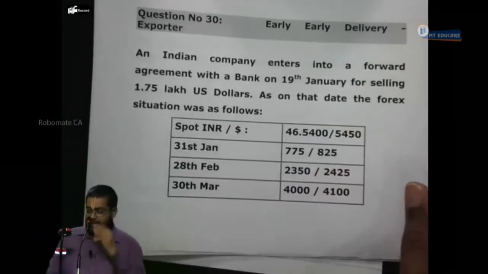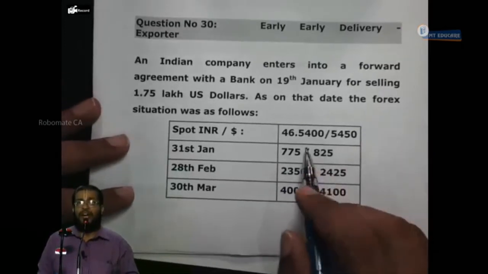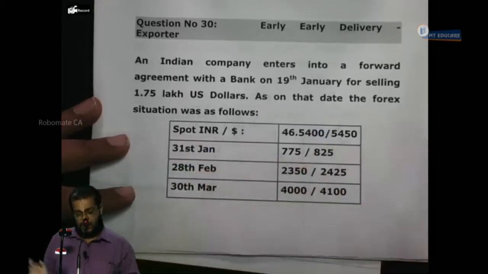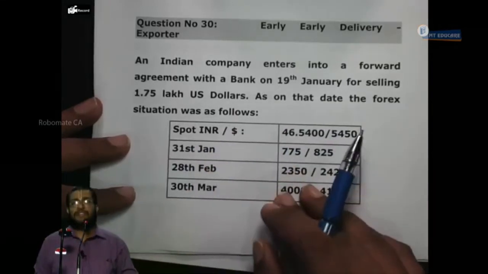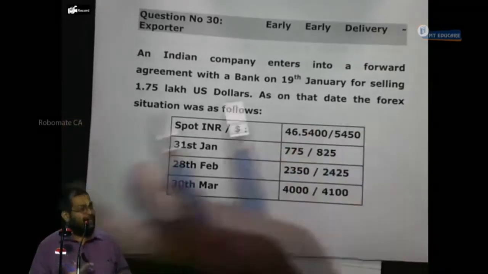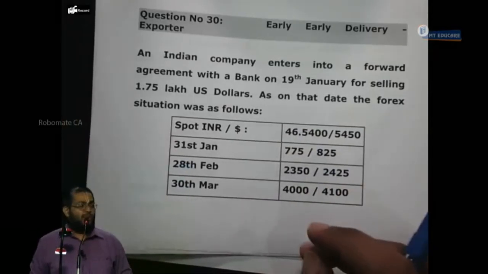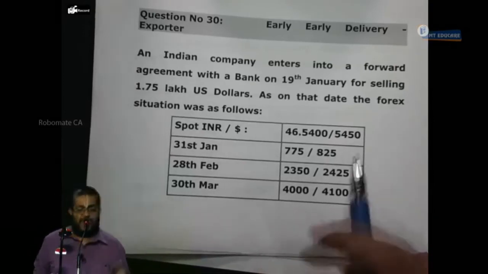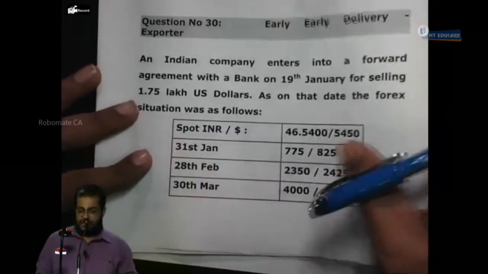Okay, now. An Indian company enters into a forward agreement with the bank on 19 January for selling 1.75 lakh US dollars. As on the date, the forex situation was as follows. My first question is: is this table required or not required? Not required. When I went to the bank for the first time, I don't want to know what the exchange rate was, because I want to see only the incremental gain or loss. This table you can keep if you want, but it is not required for my solution. Everybody following? Can I proceed further?